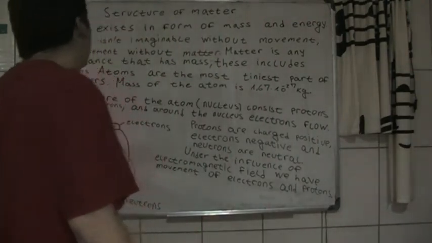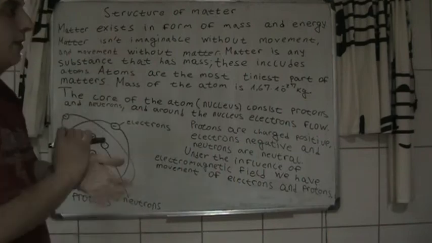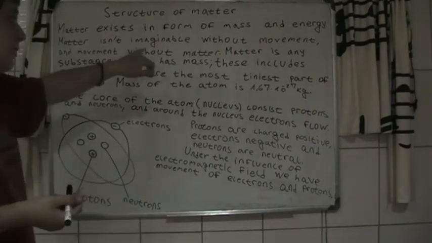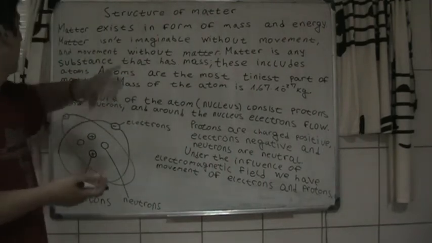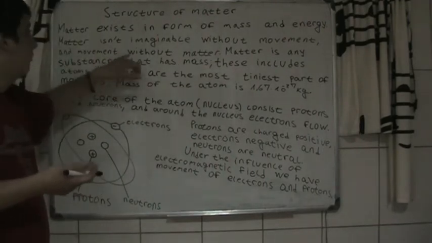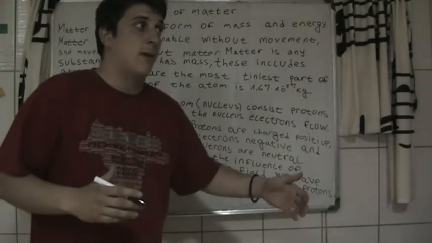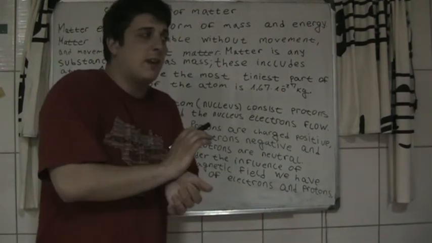Okay, matter exists in form of mass and energy. Matter isn't imaginable without movement, and movement without matter. So if you have matter, you have movement. But you can't have movement if you don't have matter.